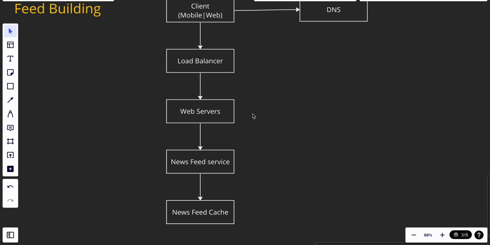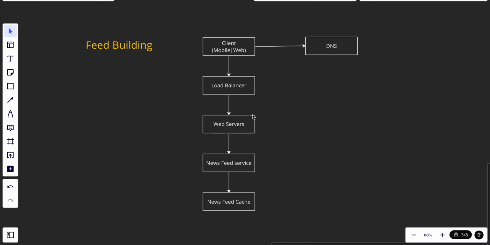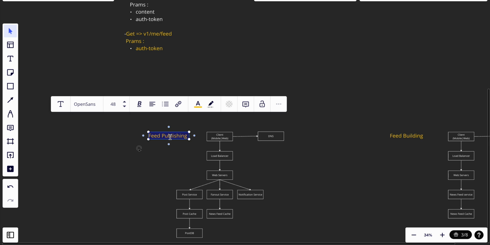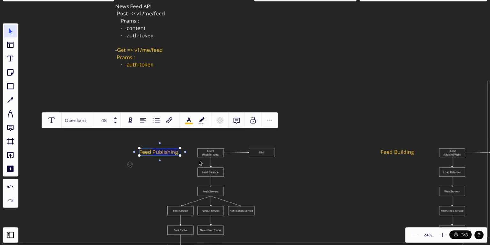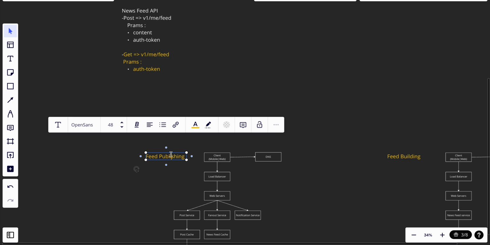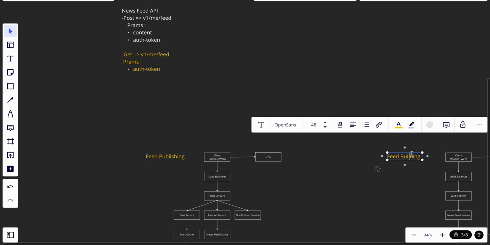Wait a minute, newsfeed cache stores newsfeed. Sorry again. This is the feed publishing. I was right in the beginning, but I don't know why I went back. This is for the feed publishing and feed building. This one we're using a GET request, and this one we're using post. Let me check again, because I made it two times. Sorry for that.